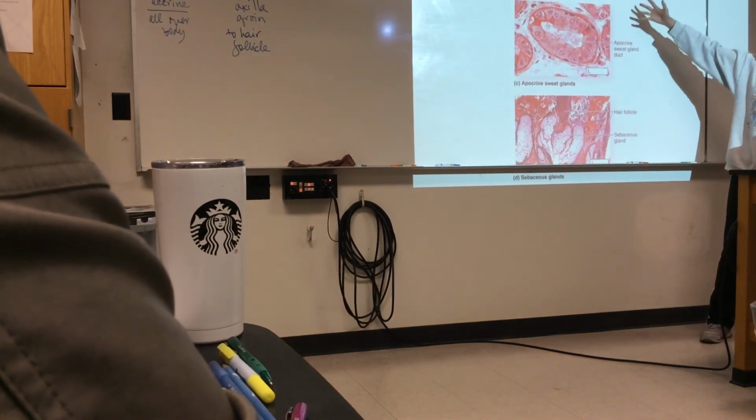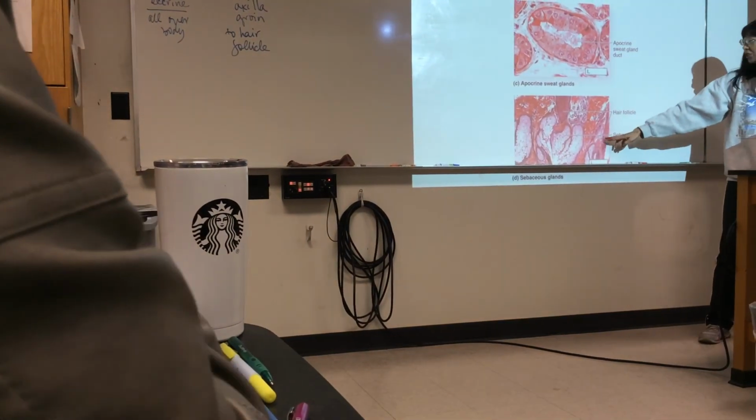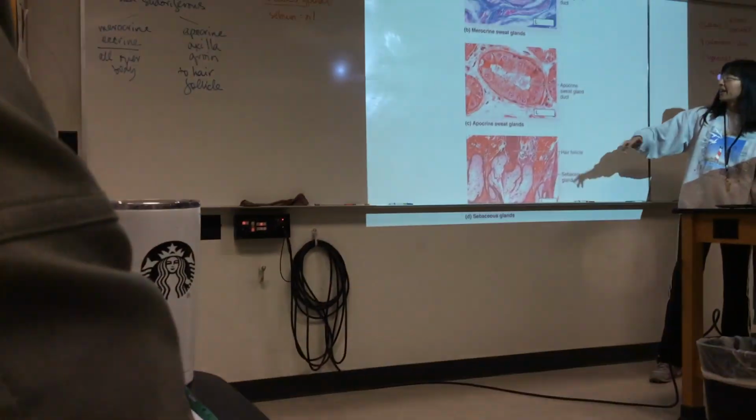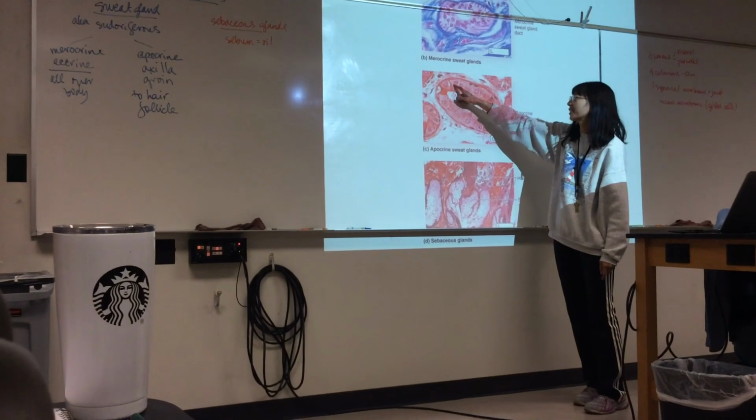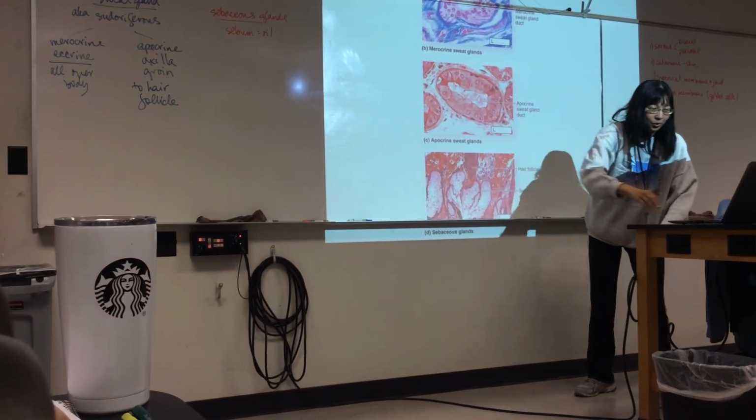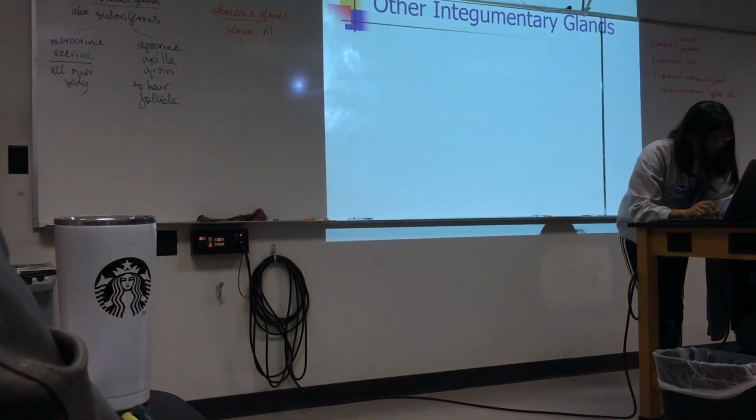They do look different underneath the microscope. This is a sebaceous gland. And the ducts are exaggerated, but it's simple cuboidal, okay. Okay, what other glands do we have?